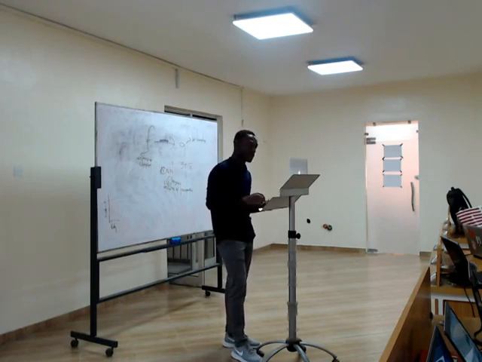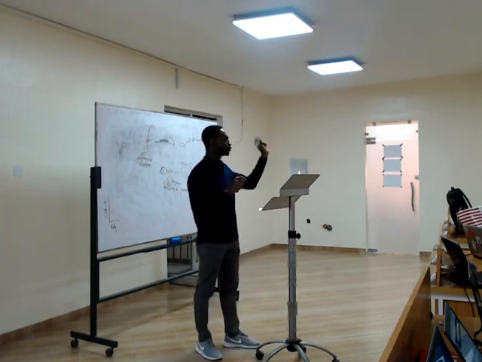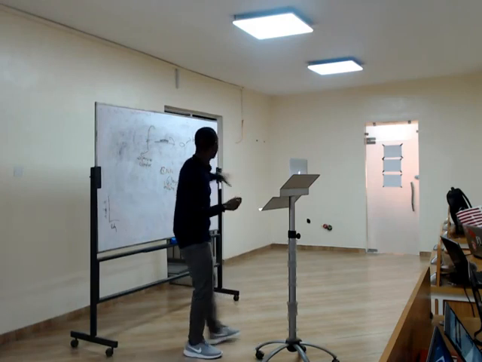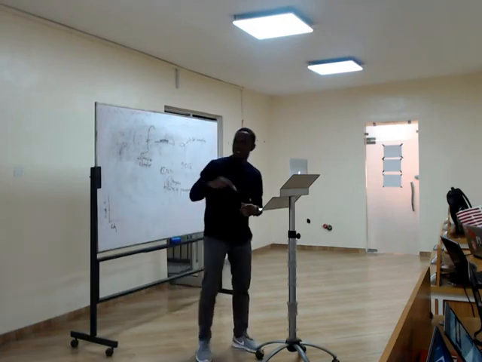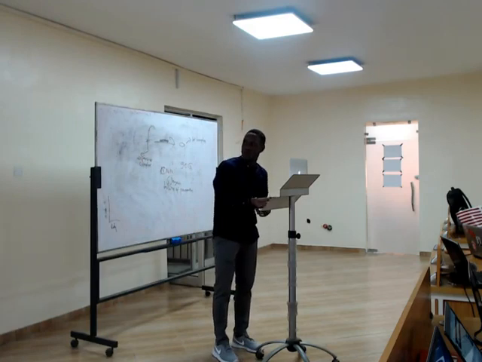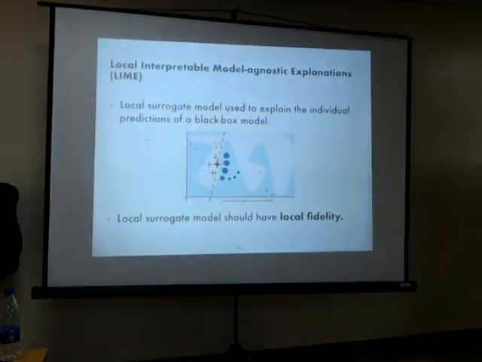So the next one we're going to talk about now is the local interpretable model agnostic explanation. And it's called local. So keep in mind that this is called local, and the other one we said is the global. Next slide, please. Perfect. So, like I said, this is global. The local surrogate models are used to explain the individual predictions of a black box model. Now, this is very important, and I want to make sure people understand it before I move to the next slide. It is used to understand the individual prediction of the black box model.